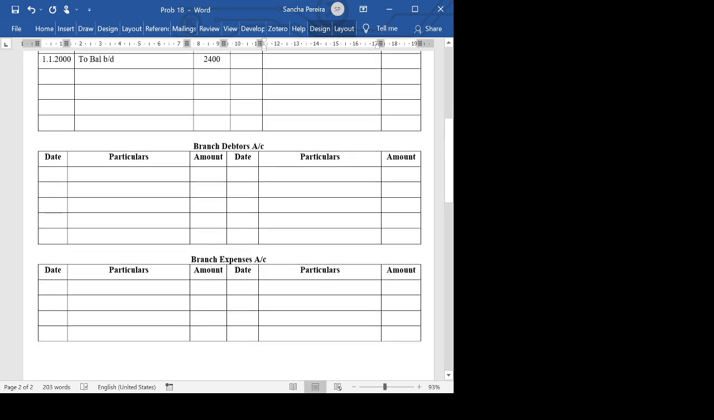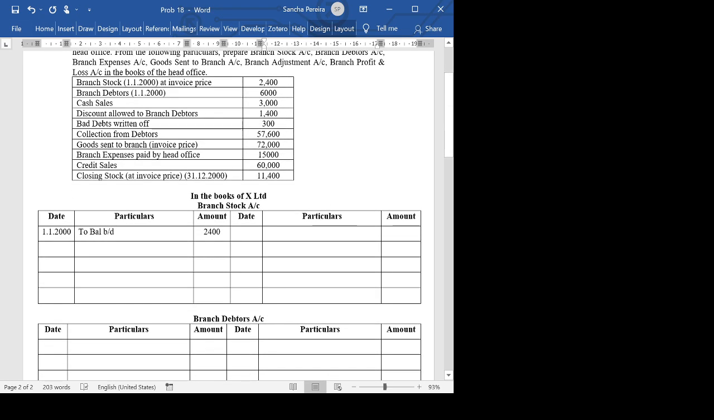Then we have the opening balance of debtors. This will come only in the debtors account, 6,000. 1st January 2000, to balance brought down, 6,000. This has got no effect. It's just in the debtors account, no other effect.